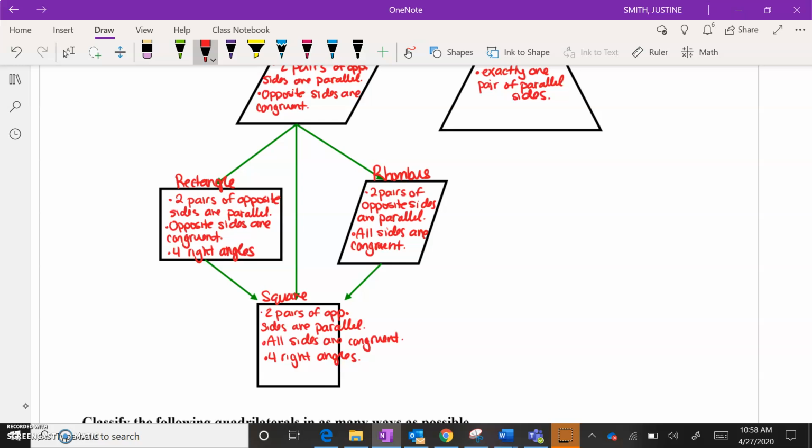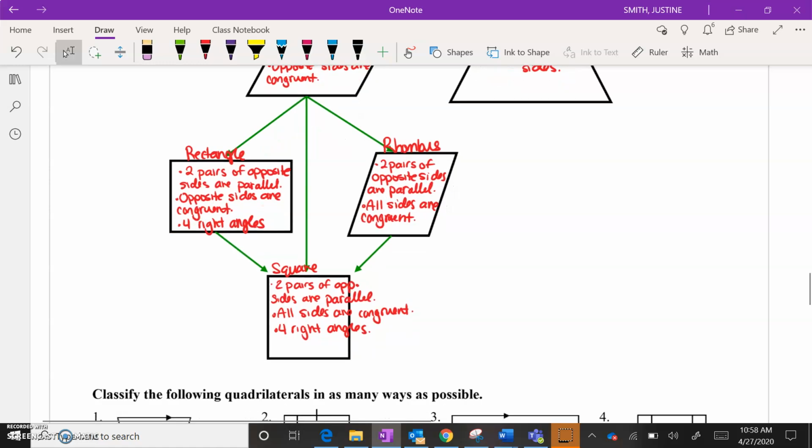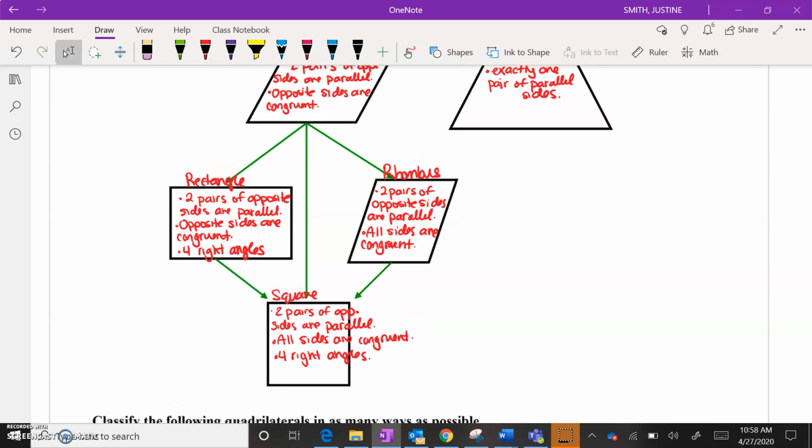A rhombus, again, has two pairs of opposite sides that are parallel and all sides are congruent. So a rhombus has these two things. And then a square has two pairs of opposite sides that are parallel, and all sides are congruent. So again, it's a parallelogram, and then it has four right angles.